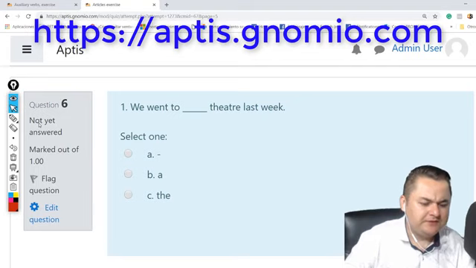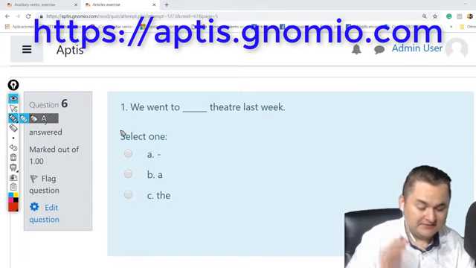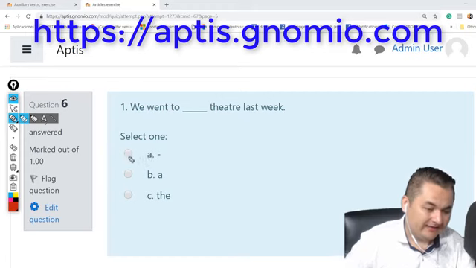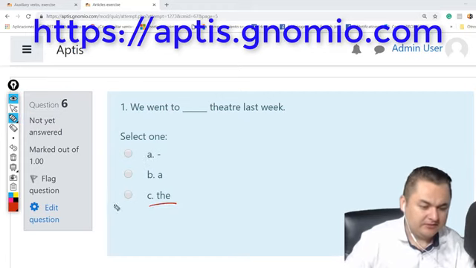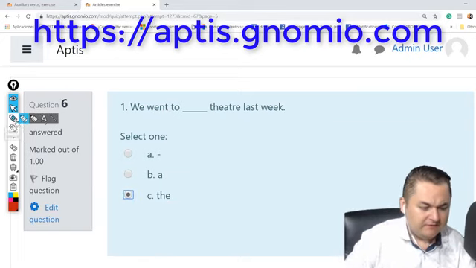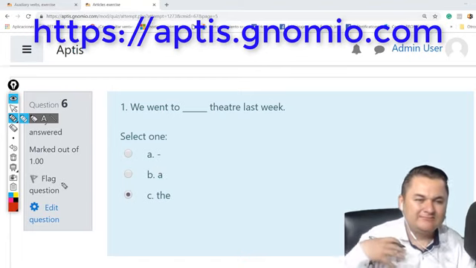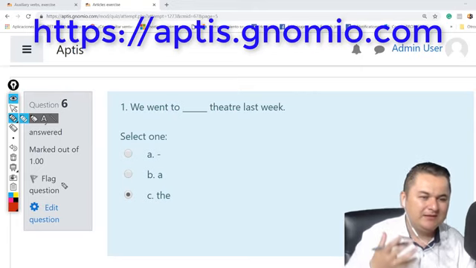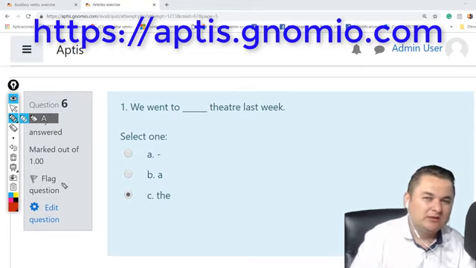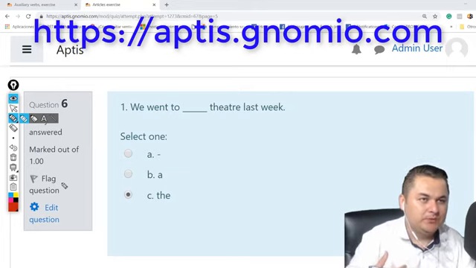Then we have this one. We went to theater last week. Now, let us think about a specific theater. Well, I think it is, because you go to the theater, meaning you go to the place. If I say we went to a theater, it will be just something which is common, but at the same time it is too general. Like, I went to a house, I went to an office. I don't want to be specific.